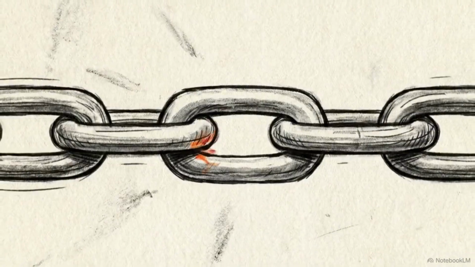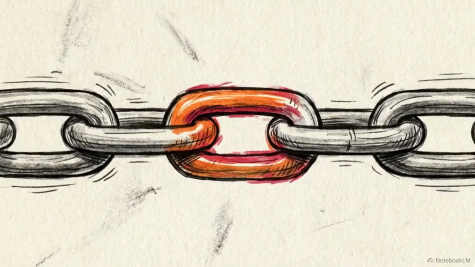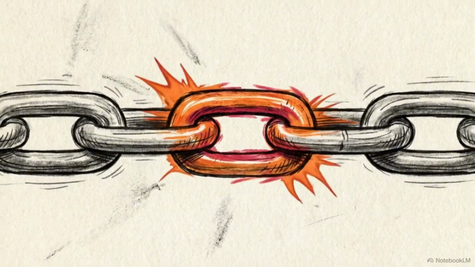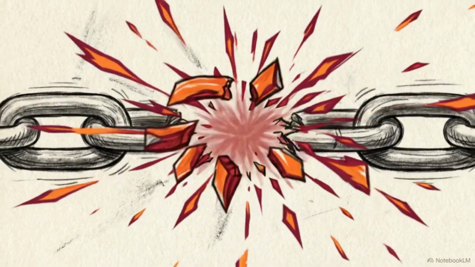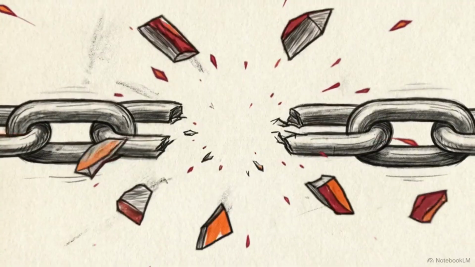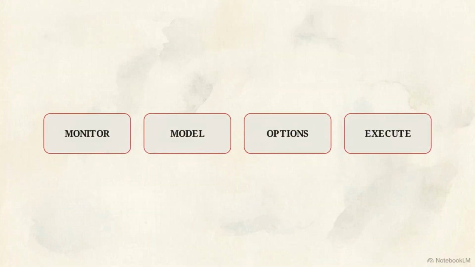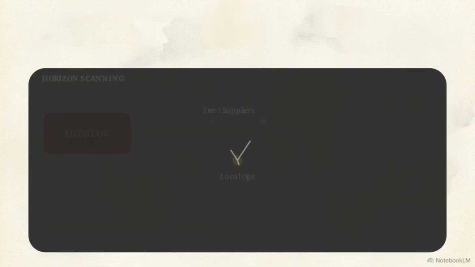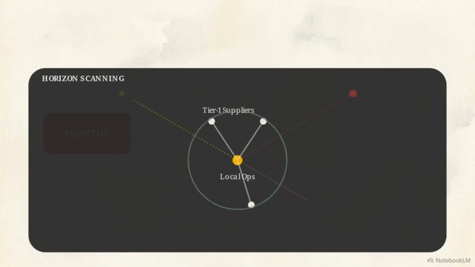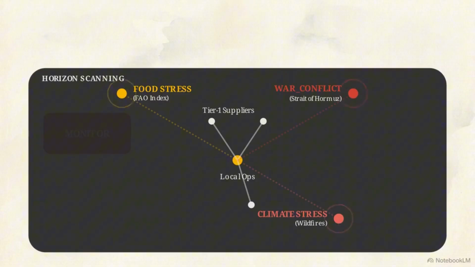Building functional supply options during an active crisis is mathematically impossible. True survival requires proactive preparation long before the supply lines actually snap. Step 1 of the framework is monitor. We have to identify real-time geopolitical threats well beyond your immediate Tier 1 suppliers.